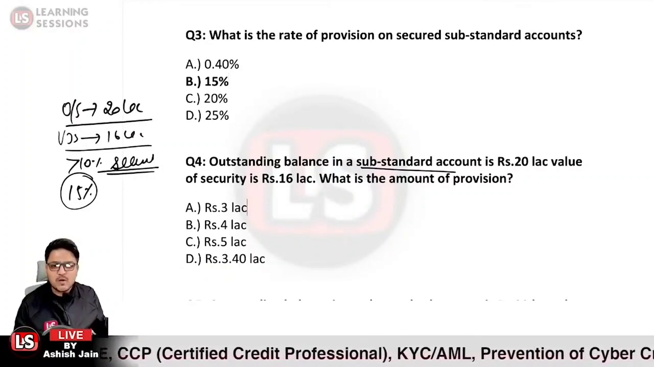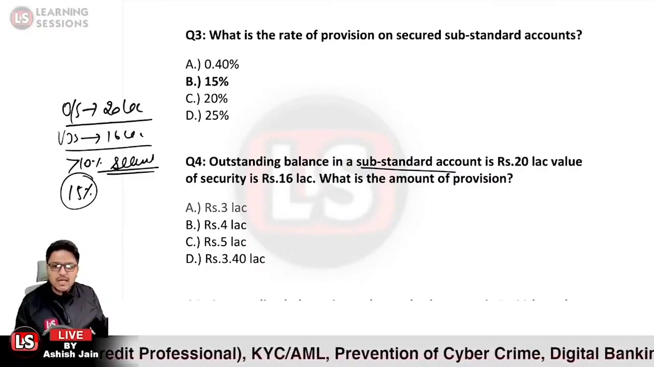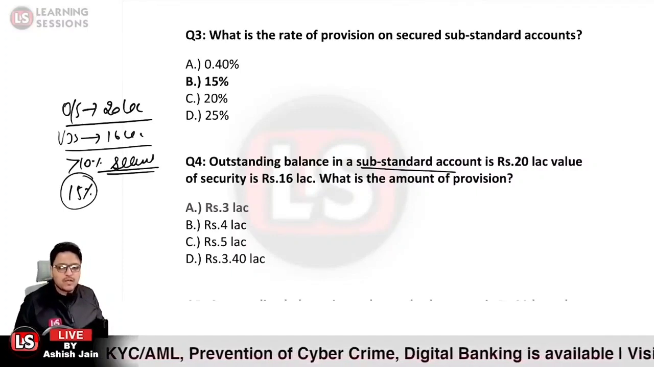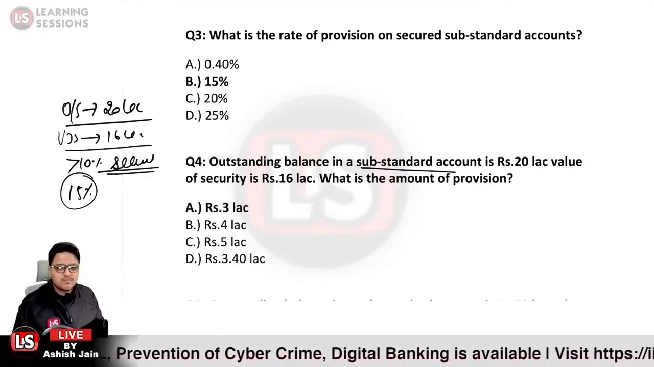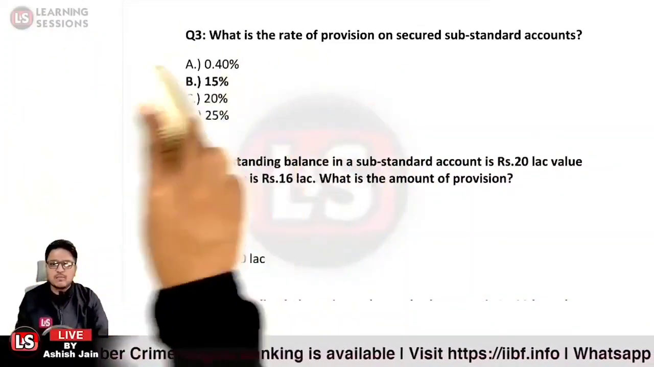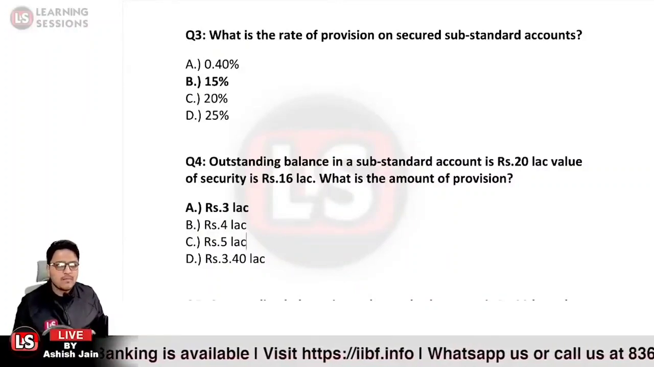So what would be the right answer? Option A will be the right answer. Rajiv Kumar has answered at the earliest for question number 4, that is 3 lakh rupees. So the answer is option A.